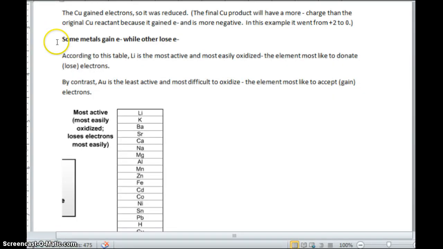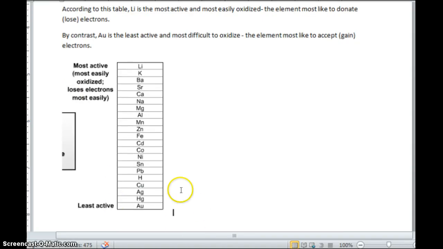So I added to the notes some metals gain electrons while others lose electrons. According to this table, lithium is the most active and the most easily oxidized. So in other words, it's going to get rid of its electrons. Gold is at the bottom, it's the least active, it's not going to oxidize. Instead, it's going to gain or accept them and be reduced. So, and therefore, Au will be reduced. So the top of the list gets oxidized, the bottom of the list gets reduced.